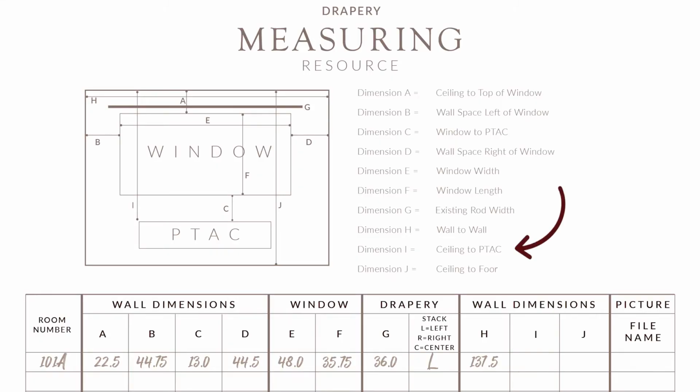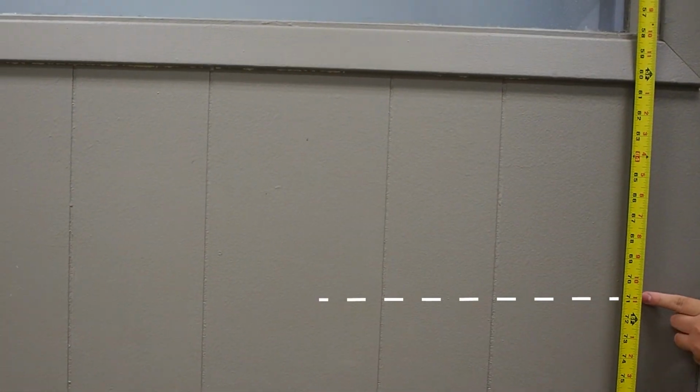To measure ceiling to P-tack, start measuring from the ceiling to the top of the P-tack unit. Since we're imagining there being a P-tack unit for this window, let's say our ceiling to P-tack measurement is 71 inches.